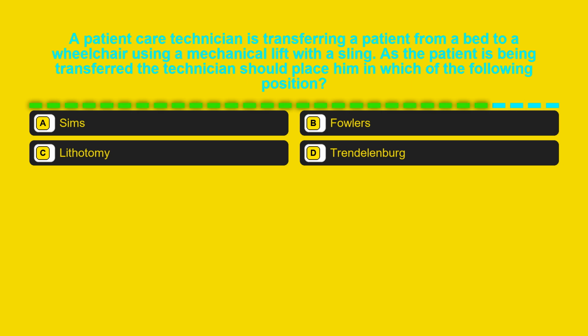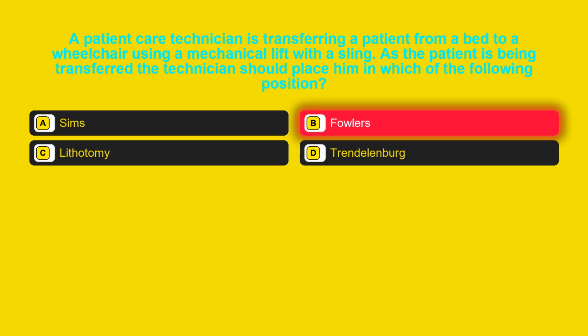Question 48. A patient care technician is transferring a patient from a bed to a wheelchair using a mechanical lift with a sling. As the patient is being transferred, the technician should place him in which of the following positions? Option A. Sims. Option B. Fowler's. Option C. Lithotomy. Option D. Trendelenburg.